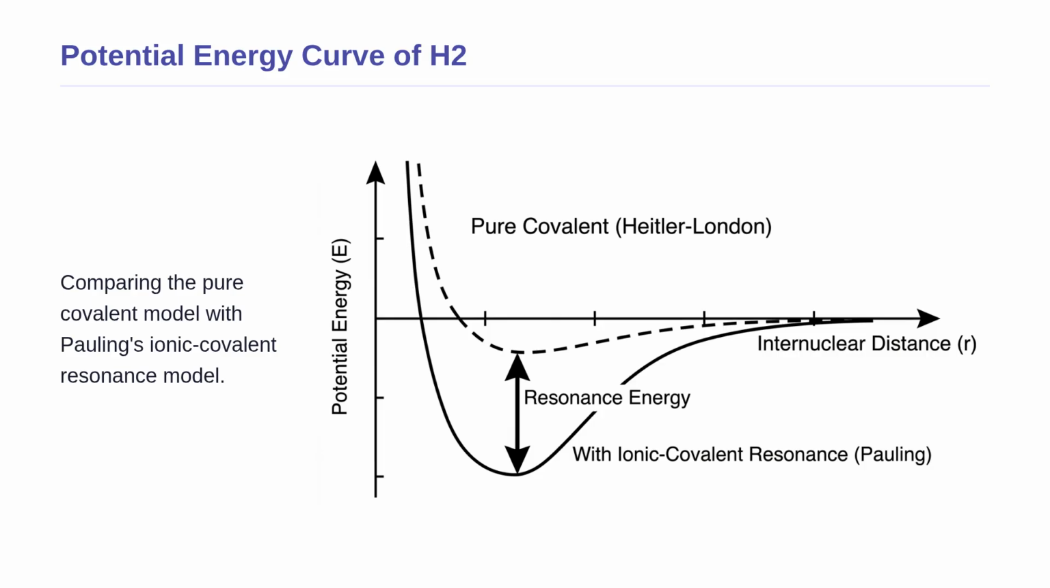It dips much deeper into negative energy. This deeper well means the atoms are held together much more tightly, requiring significantly more energy to pull them apart. The difference between these two minimums is the resonance energy.